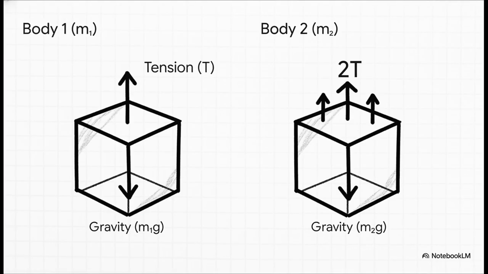So next up, let's get our forces straight. For body 1, it's pretty simple. It's just a tug of war between gravity pulling it down and the tension in the rope, T, pulling it up. But for body 2, it's a little different. Gravity is pulling it down, sure, but it's being held up by 2 strands of that same rope. So the total upward force on it is double the tension. It's 2T. That's another key detail you just can't miss.